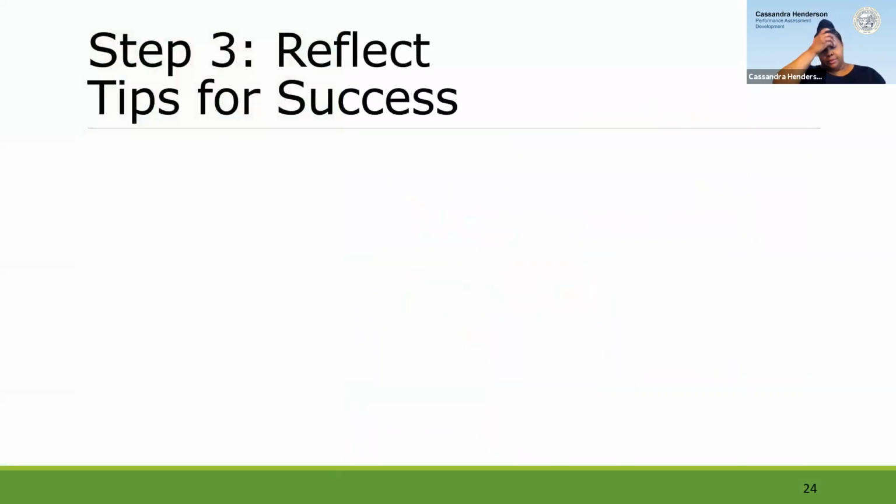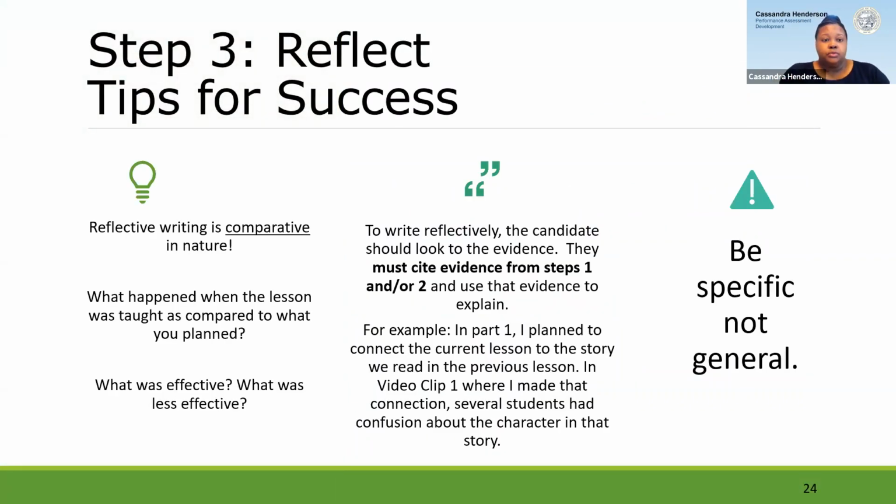So for step 3, we have some tips for success. Reflective writing is comparative in nature. And this has been an area, as Zoltan just mentioned, where a lot of candidates have struggled because they just restate. So what happened when the lesson was taught as compared to what you planned? What was effective? What was less effective?